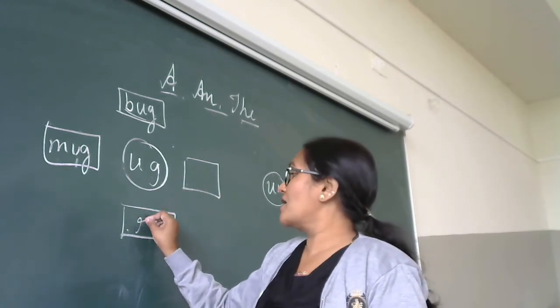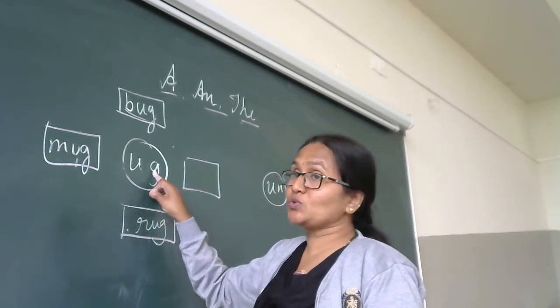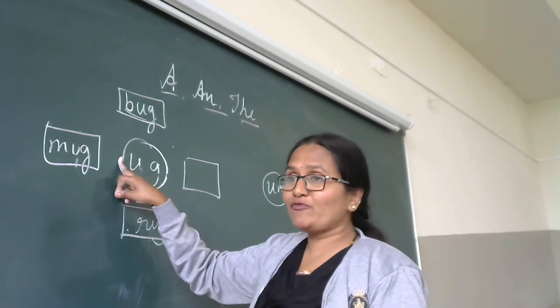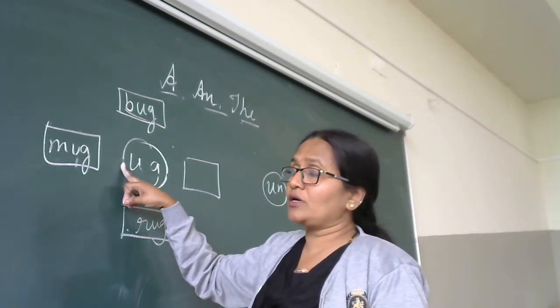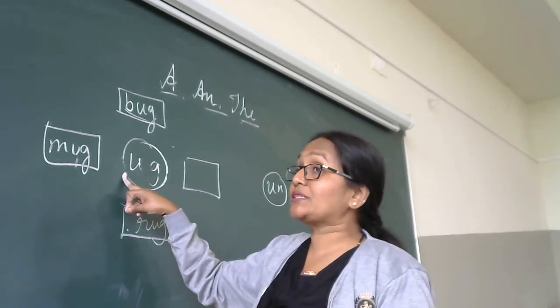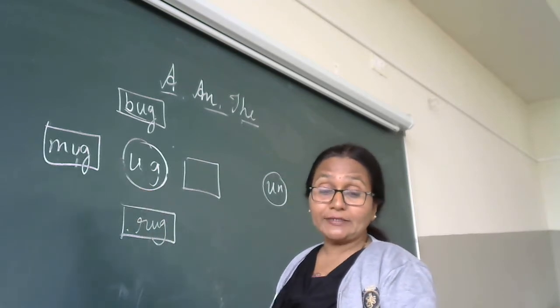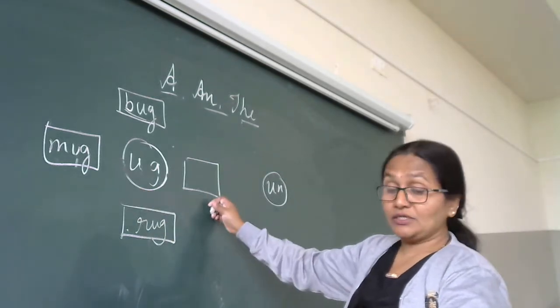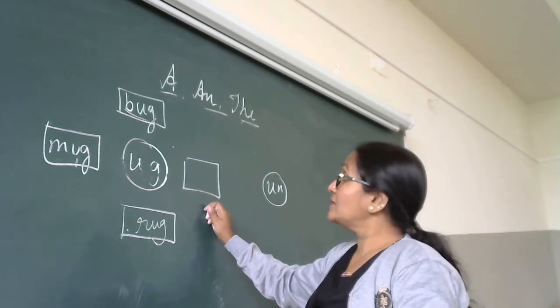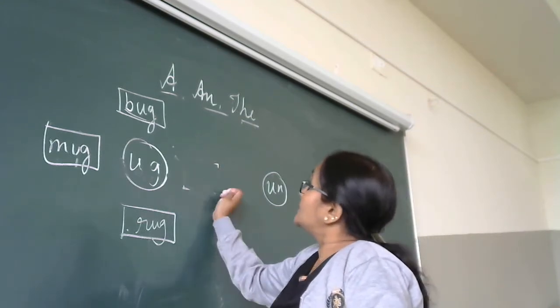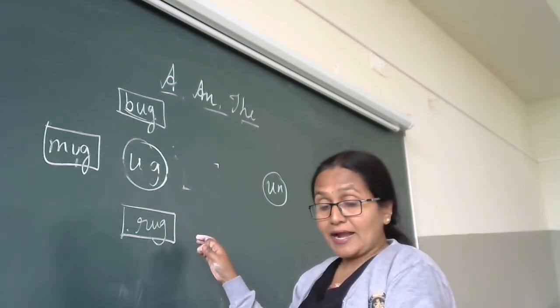Rug, R-U-G. Using UG, before UG you have to make a word which begins with a consonant. Done? So we can use bug, mug, and rug.